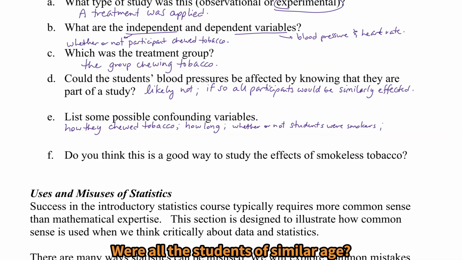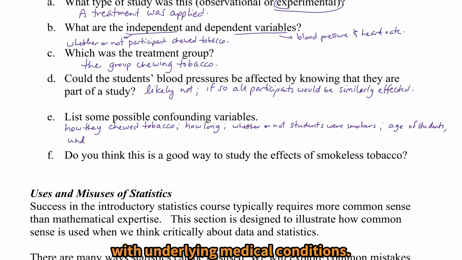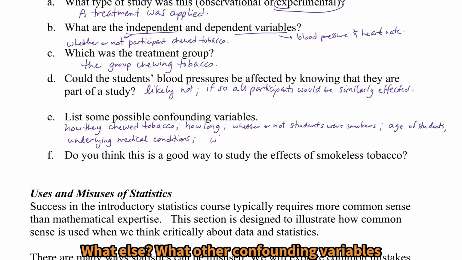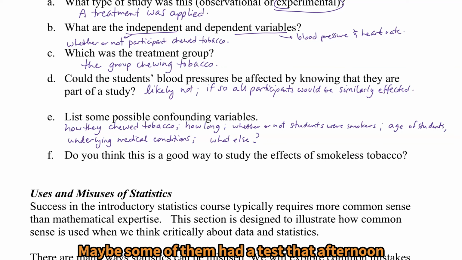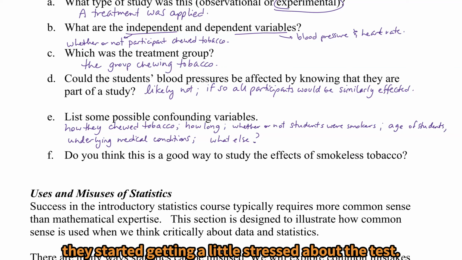Were all the students of similar age? We don't know. We could have had students with underlying medical conditions. It's possible we had a student with high blood pressure that was there. What else? What other confounding variables could you come up with? Maybe some of them had a test that afternoon and they were worried about the test. And as they were chewing, they started getting a little stressed about the test.